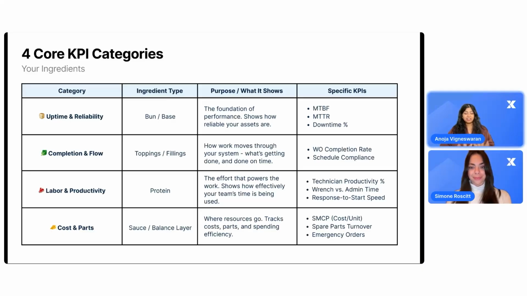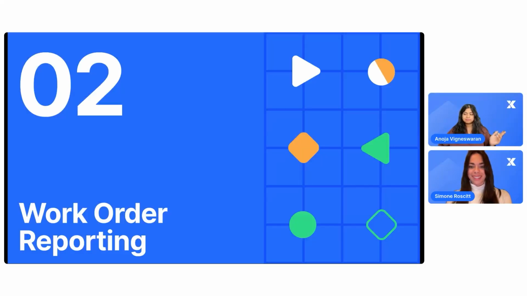All right. The key takeaway here is that these four categories give you a simpler framework for thinking about reporting. So as we move into specific reports and demos, you'll see how different views in MaintainX naturally map back to one of these categories. All right, I'm going to take a break here, and Simone, I'm going to pass it off to you to talk about work order reporting.